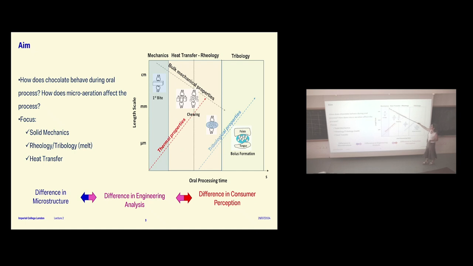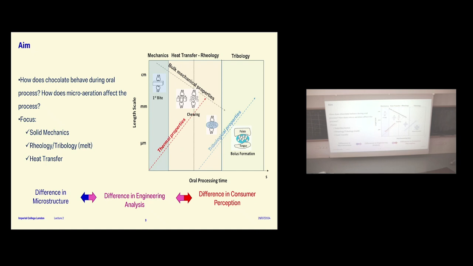So what's happening here in terms of engineering? First bite will be solid mechanics. Then once it starts mixing with the warm saliva in your mouth, it will start melting. Rheology will be important. As it shears the surfaces, you get tribology. So if you want to study the oral process of any food, you're going to have to look at all of these different disciplines. And this is what we did with these two fantastic PhD students that we had. So I'm going to give you some results from here.